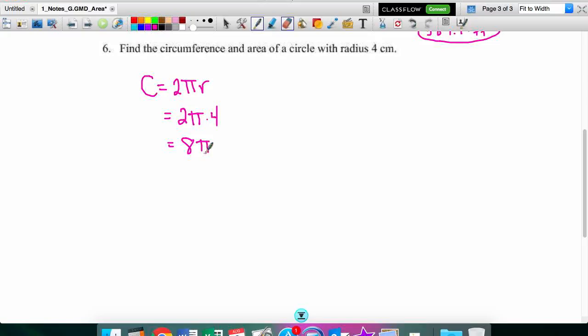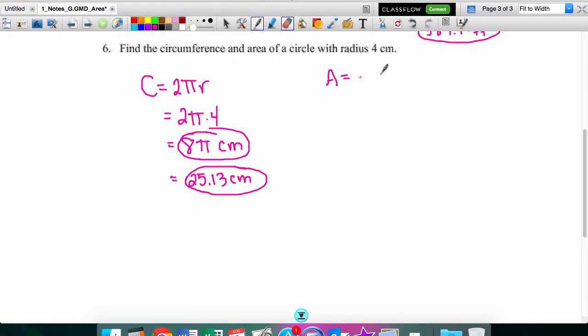Circumference is a one-dimensional measurement, just like perimeter. So, since my radius was in centimeters, my circumference will also be in centimeters. You could also give the decimal equivalent by multiplying 8 times pi, and you would get 25.13 centimeters. Either answer, exact or decimal, is fine with me, so you choose whatever you like best.